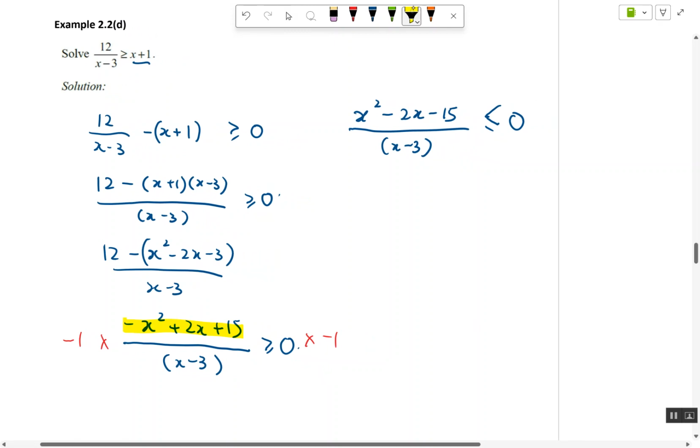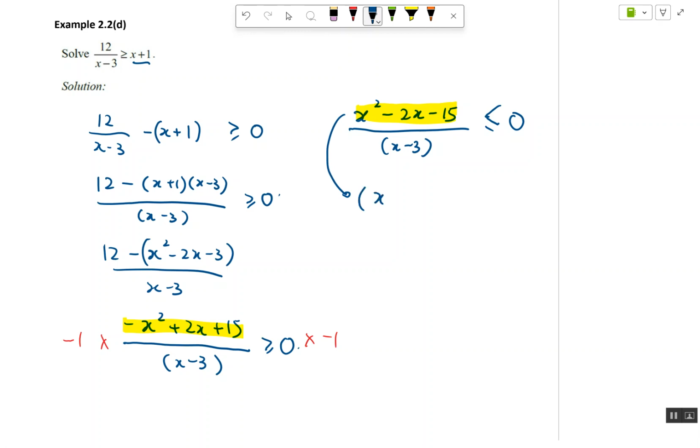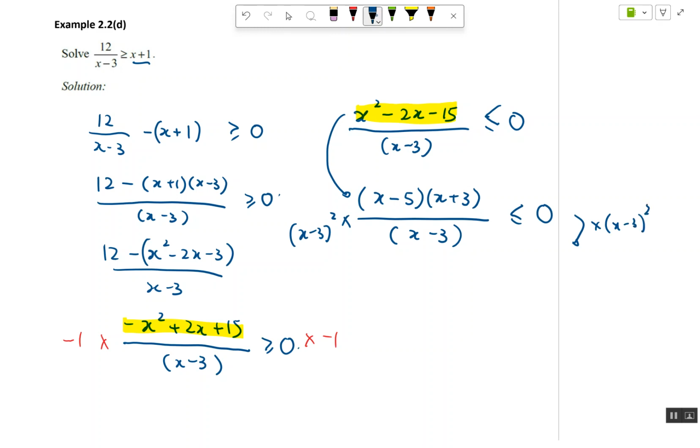Okay, look at my numerator. Let's check the discriminant, or let's check whether you can factorize or not. Can you factorize this? Yes, actually you can. (x - 5)(x + 3) over x - 3. So if you can factorize, it means there are roots. You don't have to do the discriminant to check whether it is always positive or not. What do I do? Multiply by (x - 3) squared. I'm going to get (x - 3)(x - 5)(x + 3) less than or equal to 0.